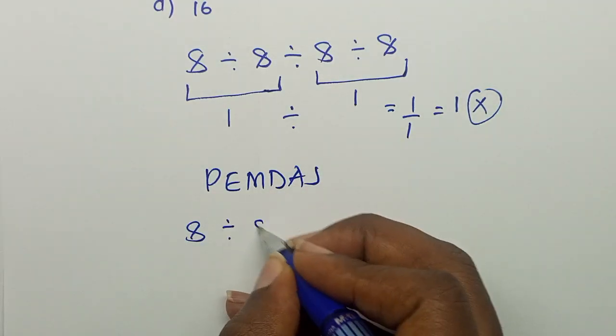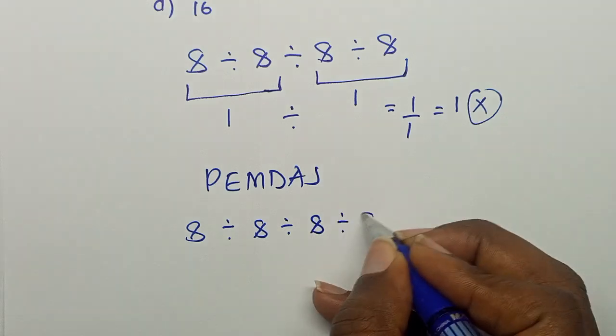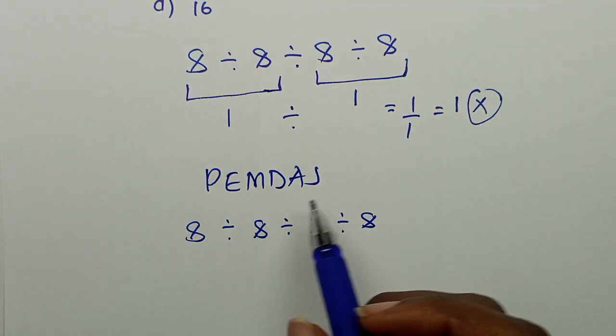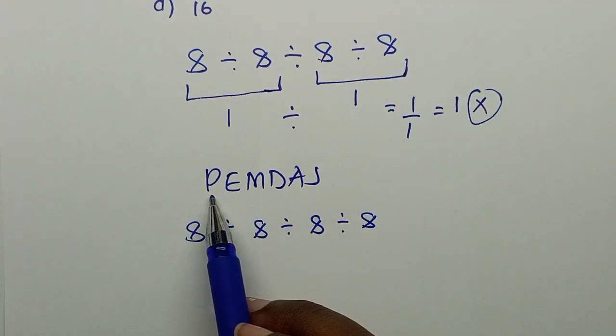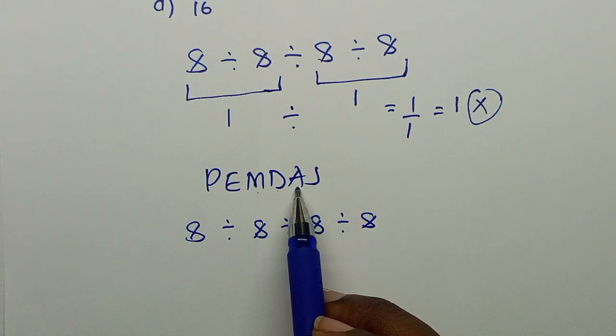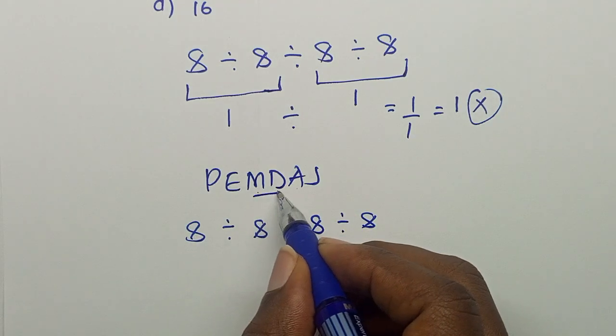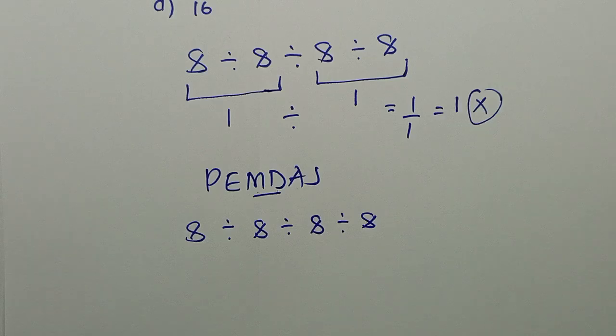So you have 8 divided by 8, divided by 8, divided by 8. By PEMDAS, this is parentheses, exponents, multiplication, division, addition, and subtraction. But multiplication and division carry the same weight, which means the rule is you have to always work out the one that comes first, from left to right. Whichever appears first is what you handle first. If multiplication appears first, you handle that first. If division appears first, you handle that first. That is from left to right.